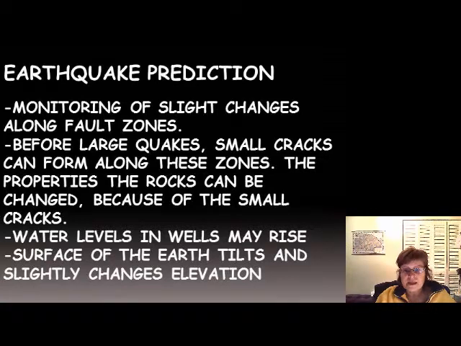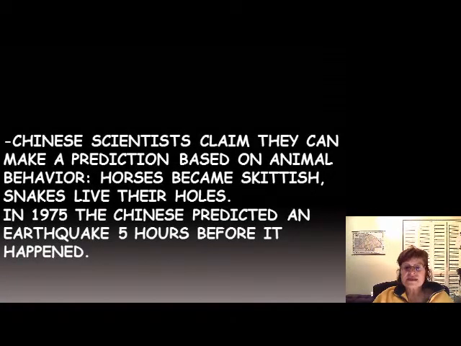There was one earthquake that Chinese scientists predicted was going to happen 5 hours before, and the way they did it was animal behavior. You know how animals have a sixth sense, and they know when something bad is happening, so they go away. This is what the Chinese scientists saw: the snakes leave their holes, the horses become really skittish. So, you know, you cannot always go away when your horses get skittish, so it's just not the way it goes.